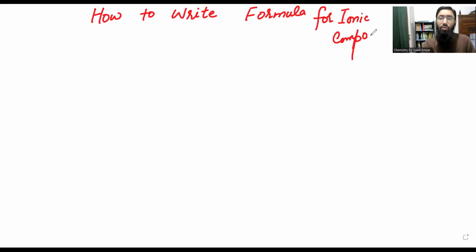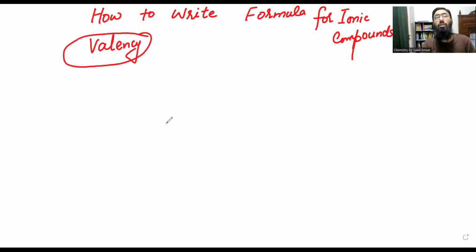Ionic compound. And we also discussed valency, the concept of valency. How can we figure out the valency of an atom and the relationship of valency with group number? Because when you have to write the formula for an ionic compound, at that time we need valency.